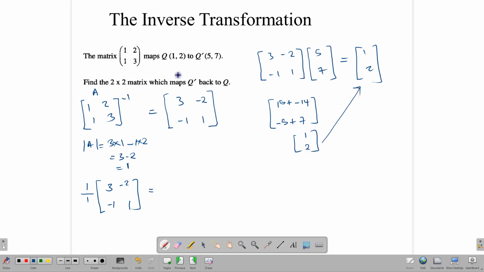So what we do in this kind of question where you get a matrix, this is the matrix that maps this point to that image, and we want to find the matrix that maps it back. We find what we call the inverse transformation, and that simply is the inverse of whatever matrix that we get. So you find the inverse of that matrix and it will map the image back to the object.